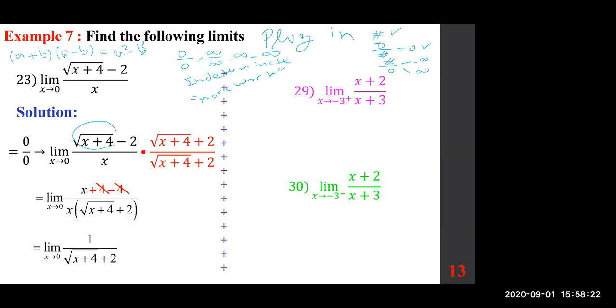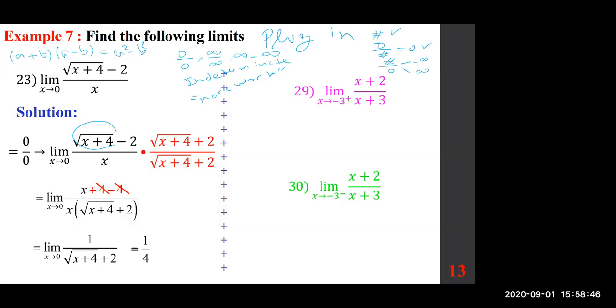You plug in and you get 1, 4. So I want you to see that when we have 0 over 0, sky's the limit. We could end up with a number. We could end up with 0. We could end up with infinity. Who knows? You really have to work it out to figure it out. Okay, class?